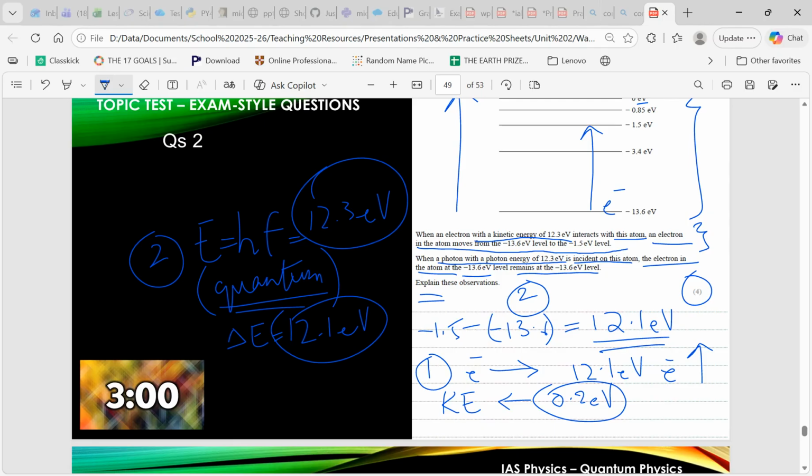And in this situation, the energy of the photon is a slight bit higher than the energy needed for the jump. So what will happen as a result? The photon will not be absorbed because the energy of the photon is not equal to the difference between the energies of the 2 levels, and thus the electron will remain in its original energy level of minus 13.6 eV.